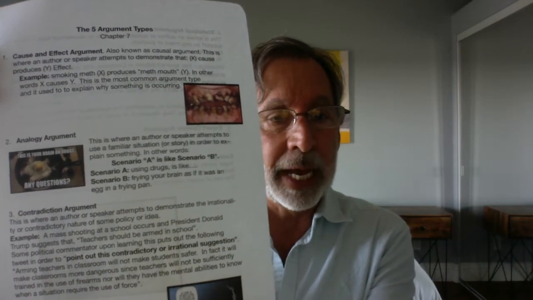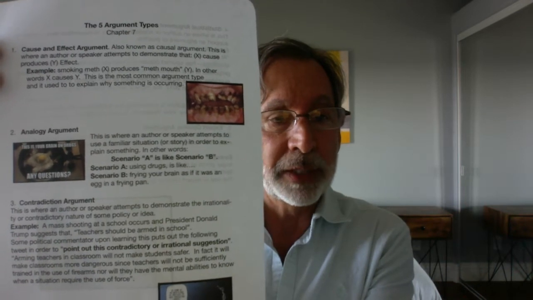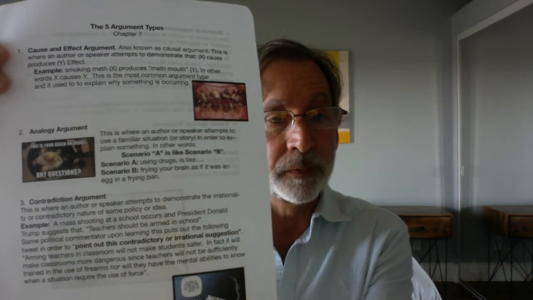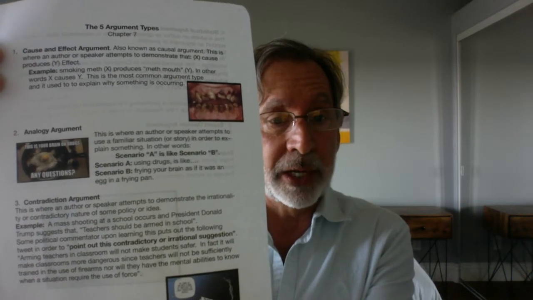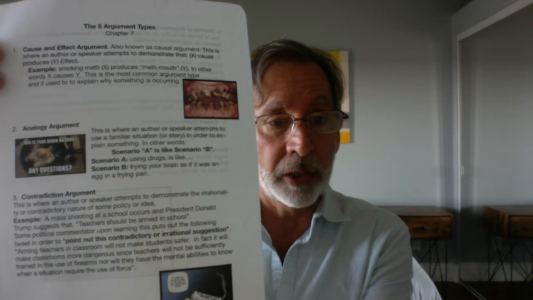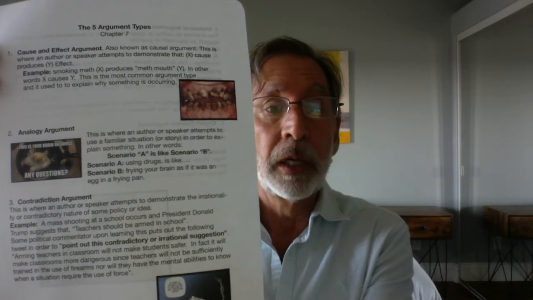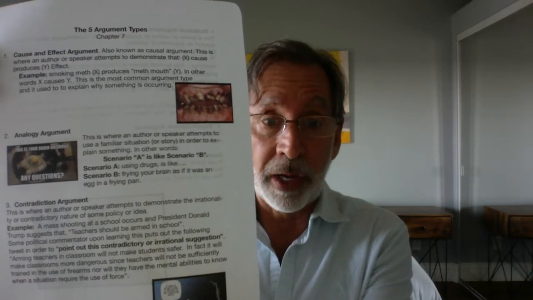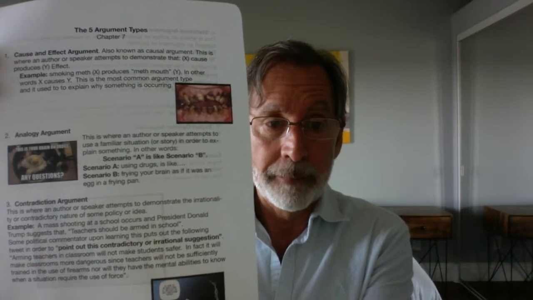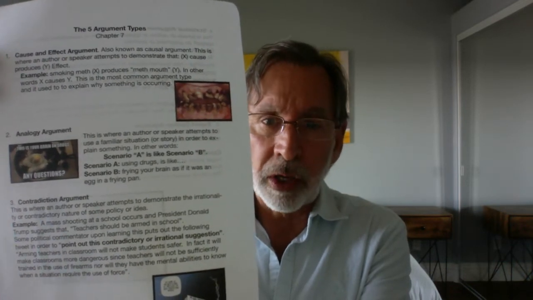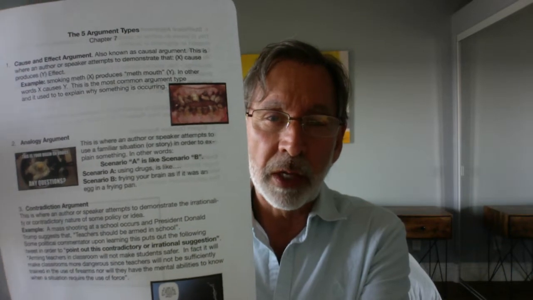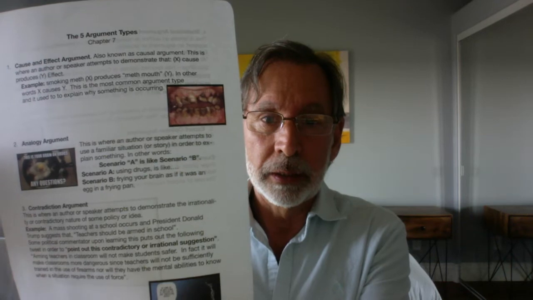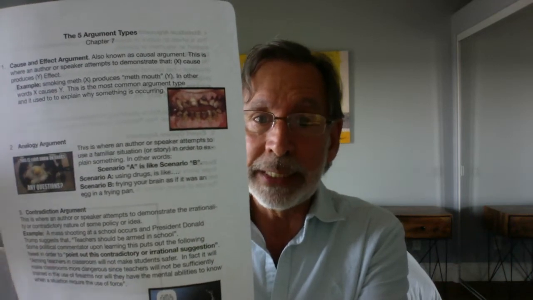A mass shooting at a school occurs, and President Donald Trump suggests that teachers should be armed in school. Some political commentator, upon learning this, puts out the following tweet in order to point out the contradictory or irrational suggestion. That's what a contradictory argument does. You try to use an argument to point out how irrational or contradictory a certain policy or idea is. So basically, here's what the person said.